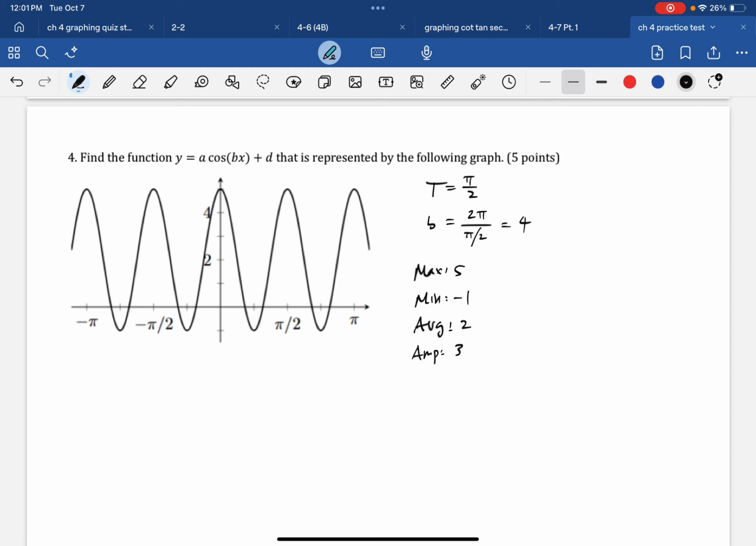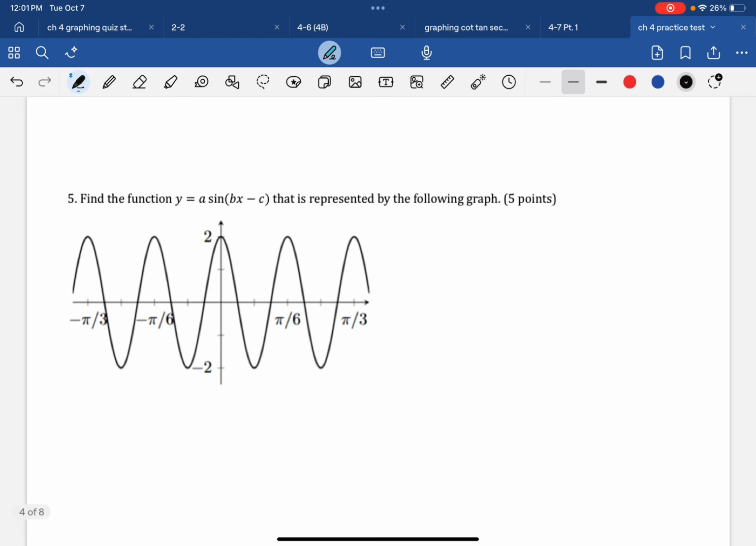So my answer is 3 times cosine of 4x plus 2, because the amplitude is simply the a value, or the absolute value of the a value, and the average is simply the amount that is shifted by vertically. I also know it's a positive 3 cosine, because this is a graph of a positive cosine function and not a negative cosine function. So this is my answer.